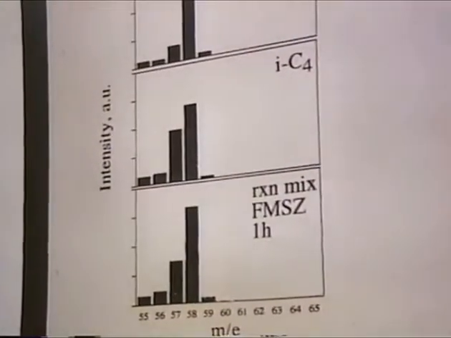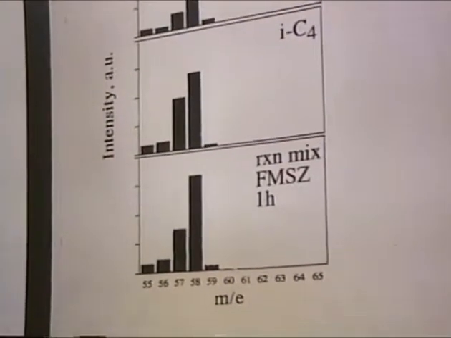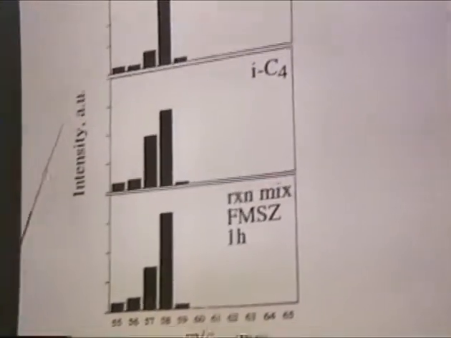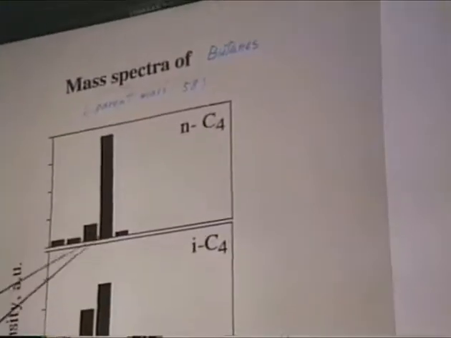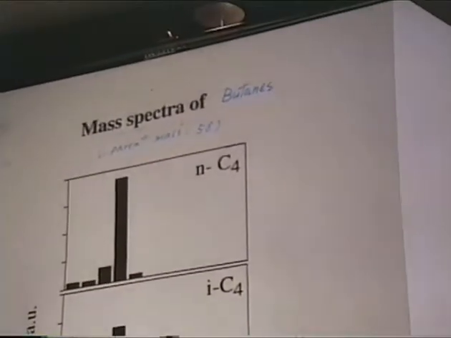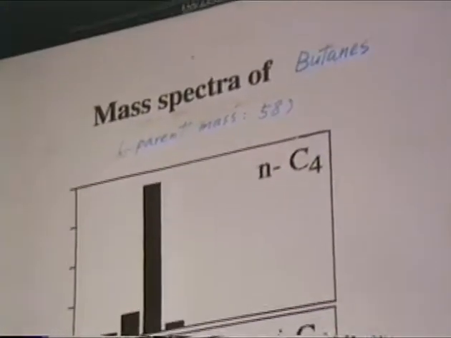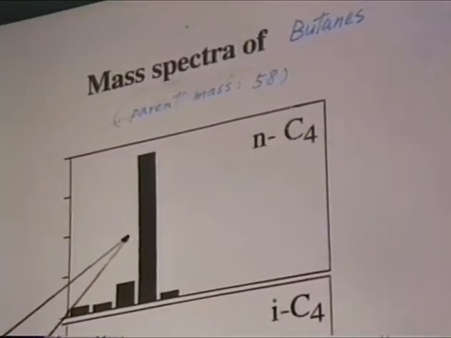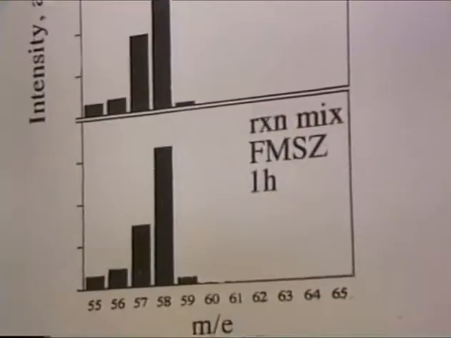Let me just show you the mass spectrum of the non-labeled carbon-13, which has a parent mass at 58 here. And this is for isobutane. You can see they have very different fragmentation patterns here. And this is the reaction of the normal butane after 1 hour. You can see the patterns gradually changing into the isofragment pattern, which indicates the reaction is going on.